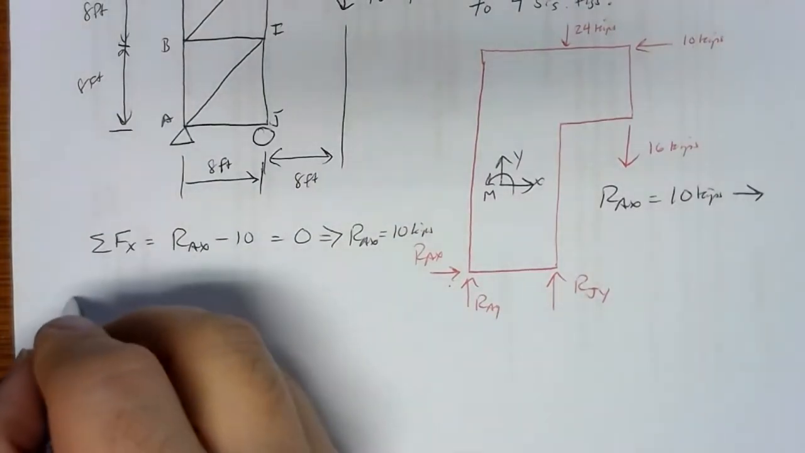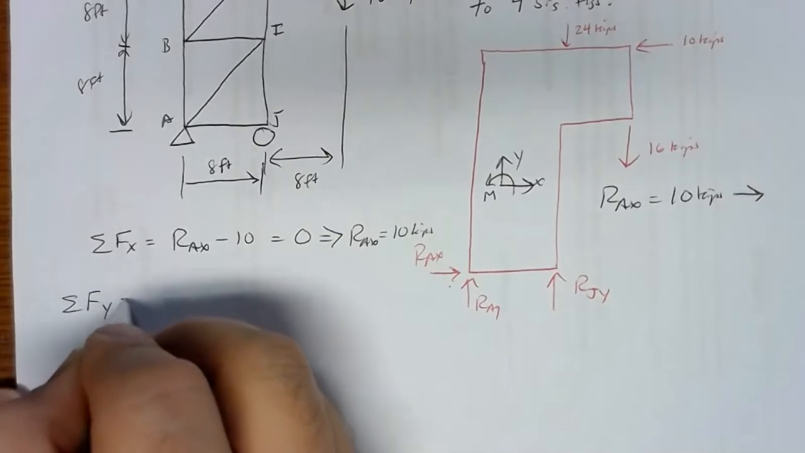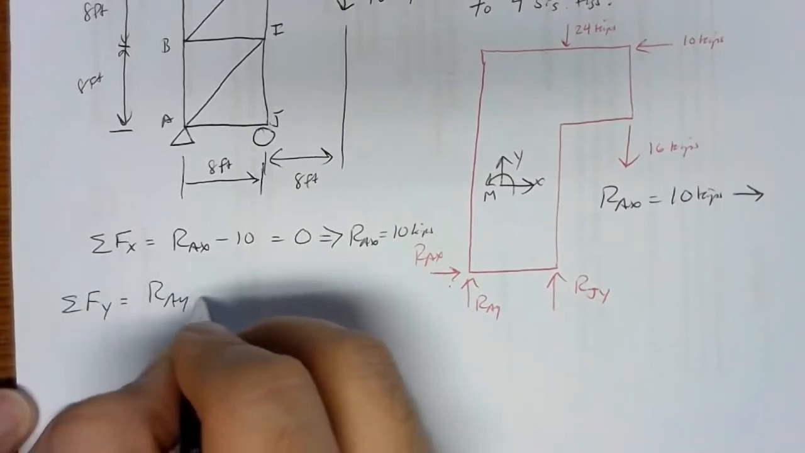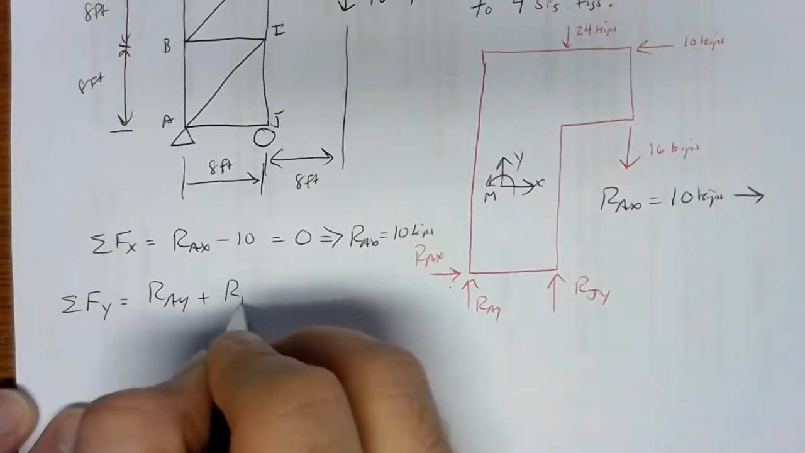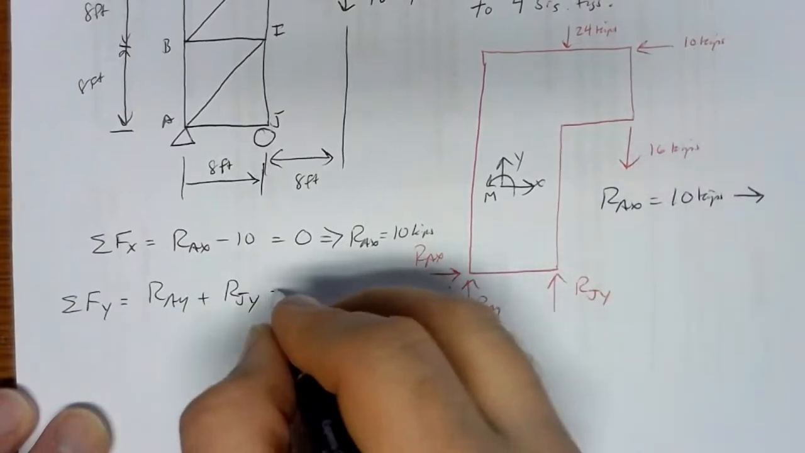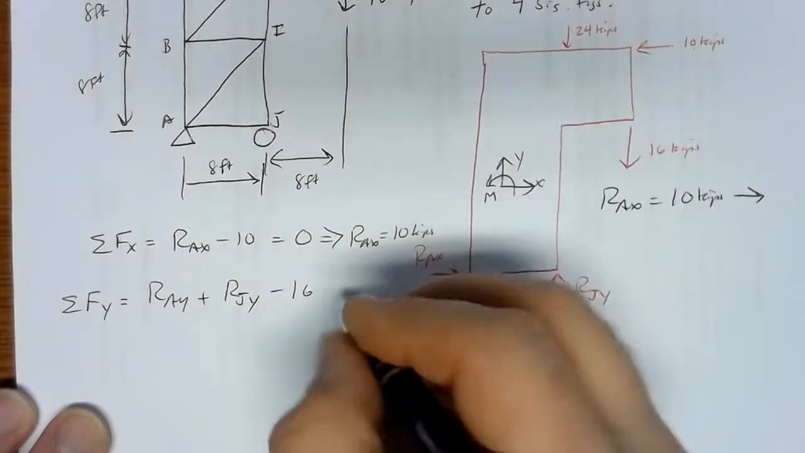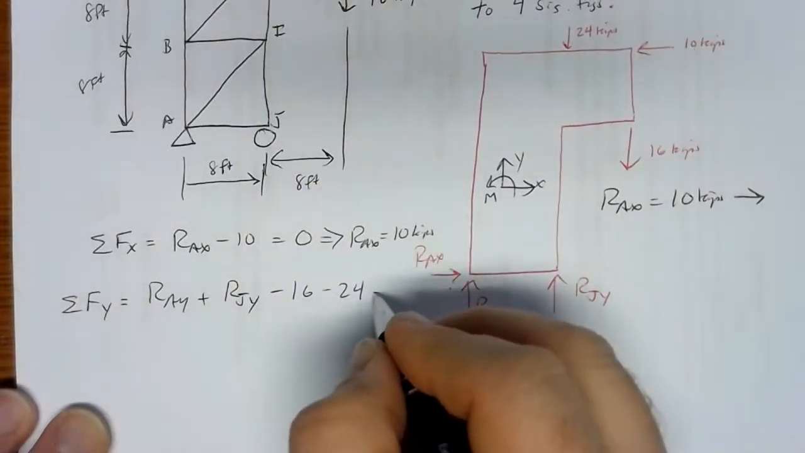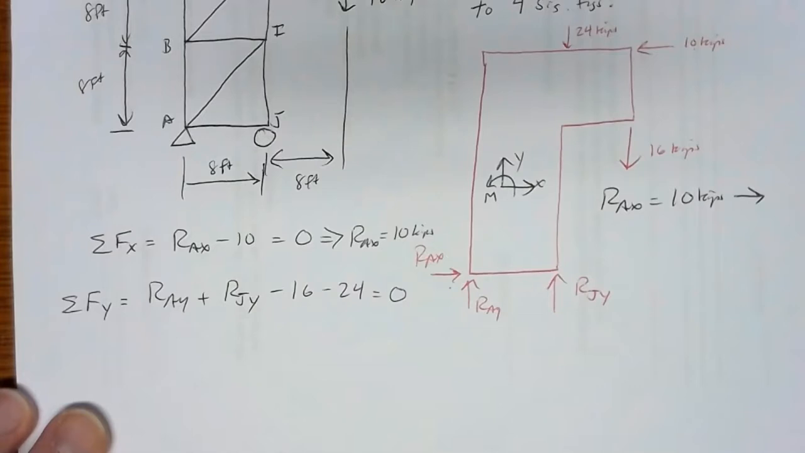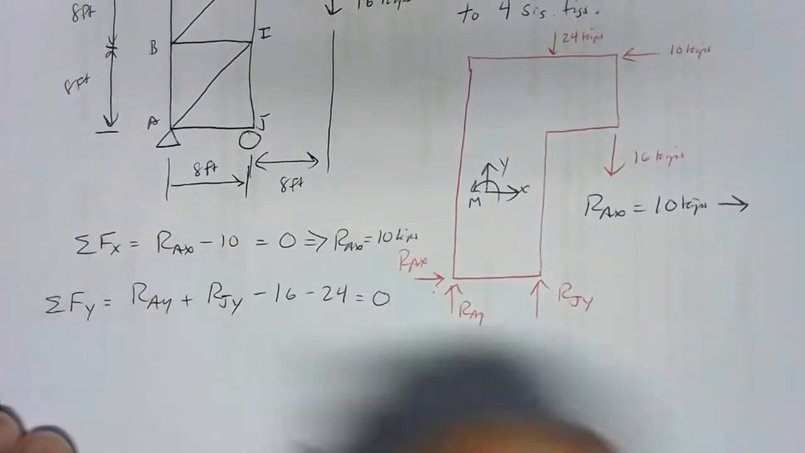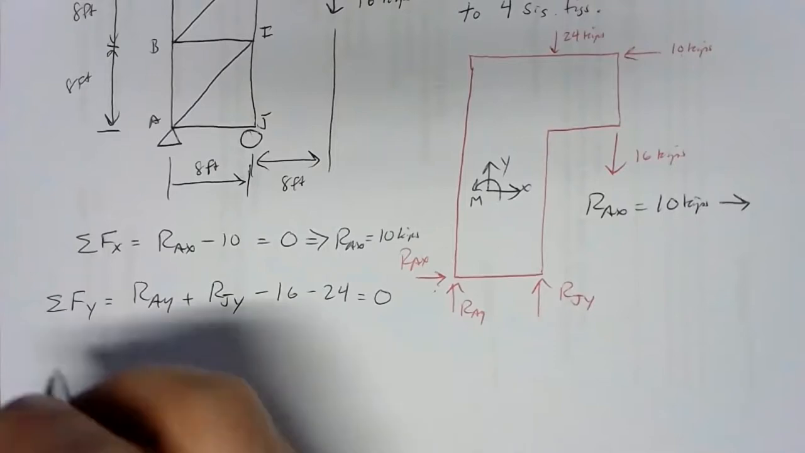Let's do our sum of forces in the y direction. In the y direction, we've got a positive RAY. We've got a positive RJY. We've got a negative 16 and a negative 24. There's not a lot we can do with that one just yet, since we have too many unknowns. So let's go to our moment equation.